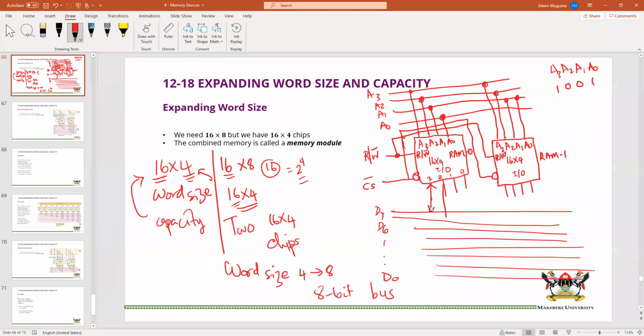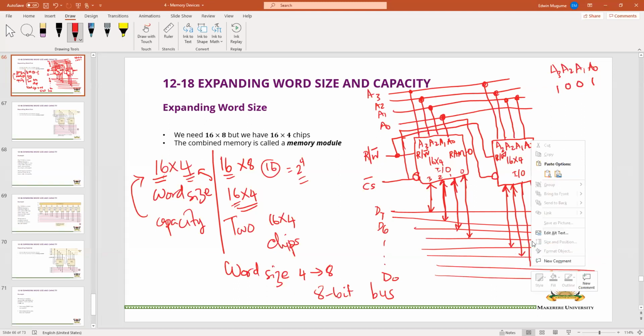That one will be now working with this one. That one will work with that one, and this one will work with that. Now, this one will put its contents on that line, this one on that line, this one on that line, sorry. And finally, that one on the last line.